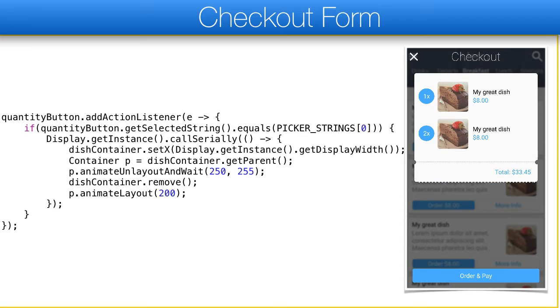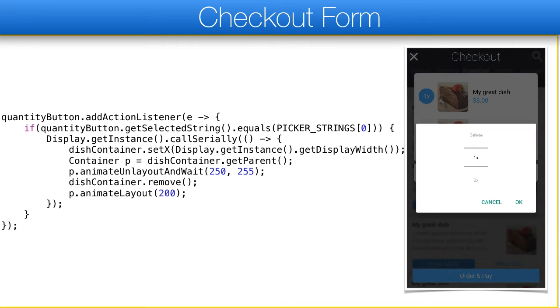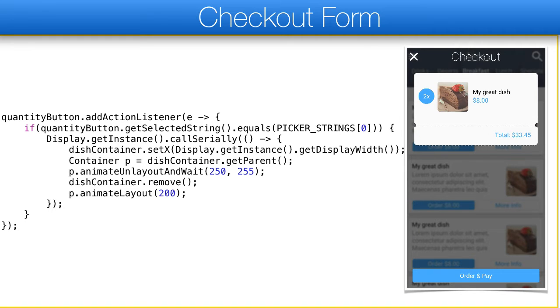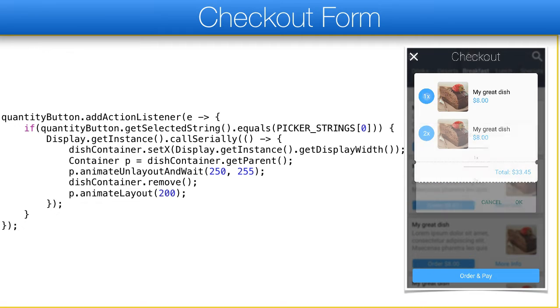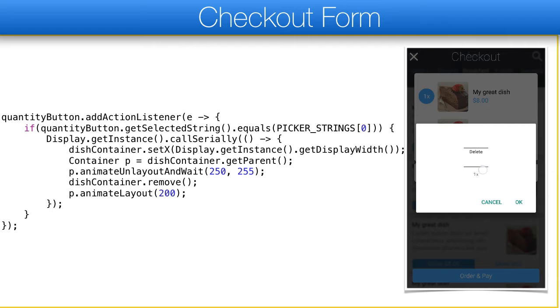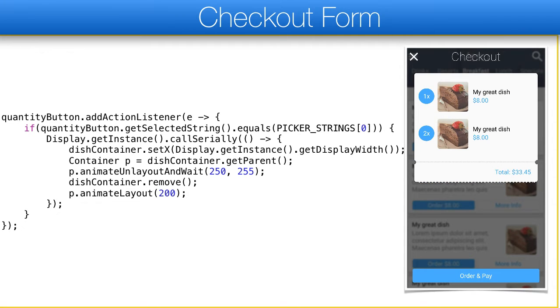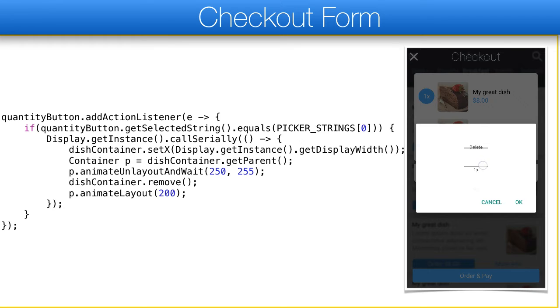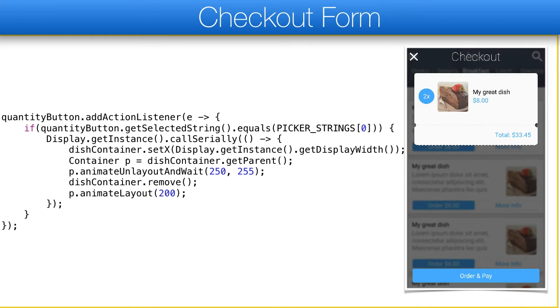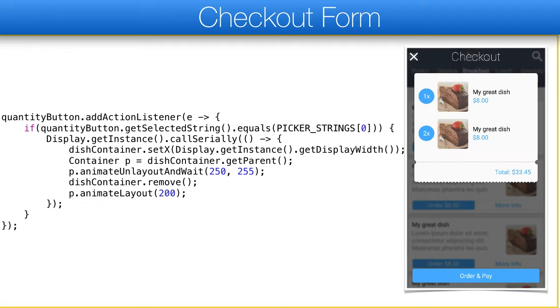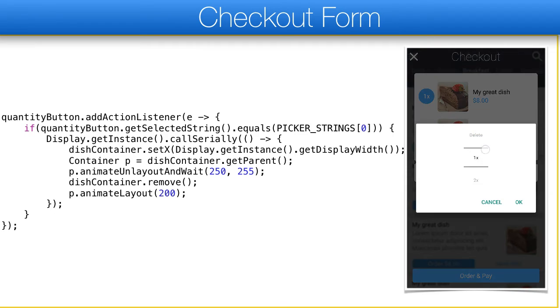Animate unlayout moves a layout from a valid laid out state to an invalid state and is designed exactly for this use case. Next, we physically remove the element, which is now outside of the form, and we animate the UI layout. This creates this cool layout effect.